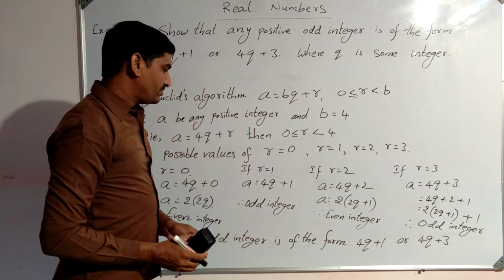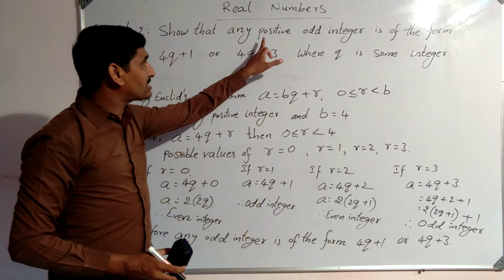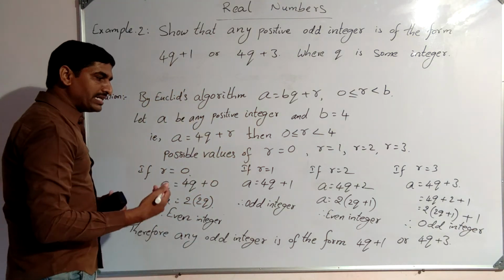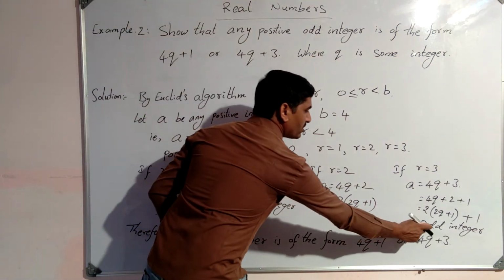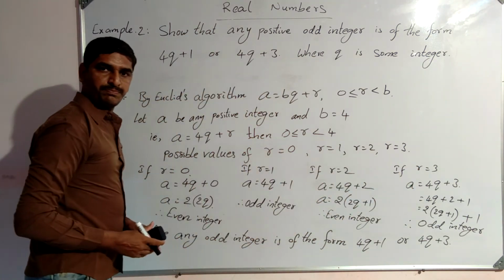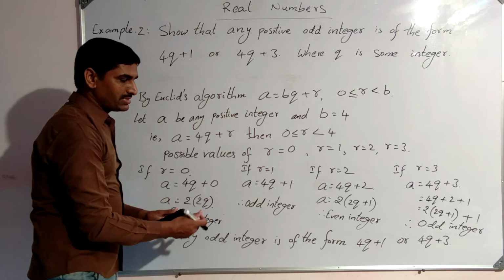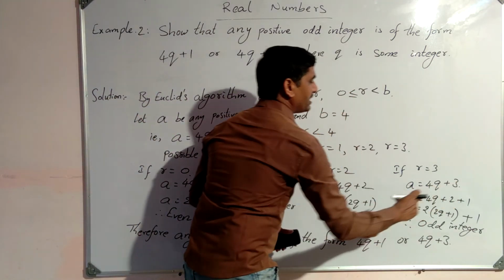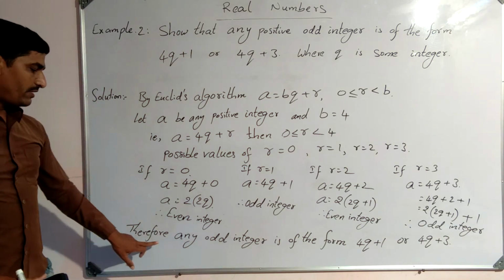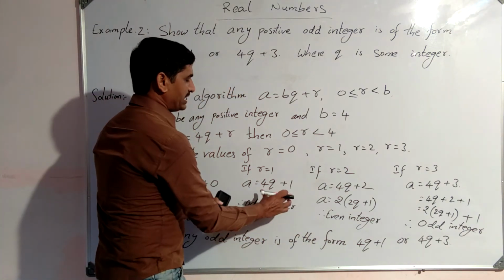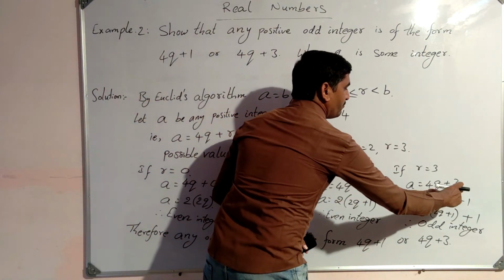Now, which are odd integers? It is asked for positive odd integers. Two possibilities are there: when r equal to 1 and r equal to 3. What are the results of these? With r equals 1, a equals 4q plus 1, and with r equals 3, a equals 4q plus 3. These are the two possibilities. Therefore, any odd integer is of the form 4q plus 1 or 4q plus 3.